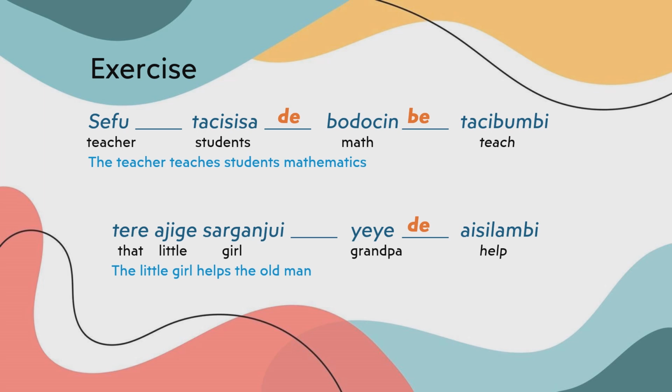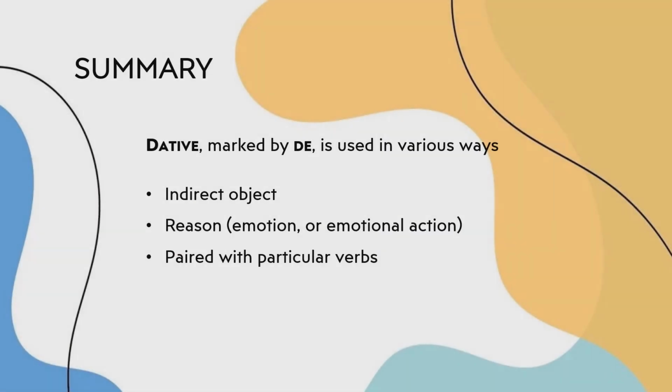Alright, so today's summary. We have learned the dative case marked by de, and mainly it is used for number 1, indirect object, number 2, reasoning, number 3, paired with some particular verbs to denote the direct object.